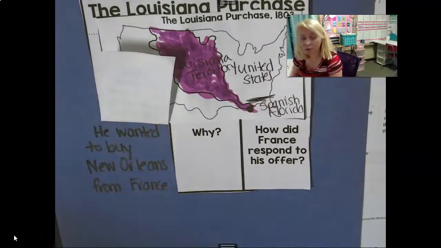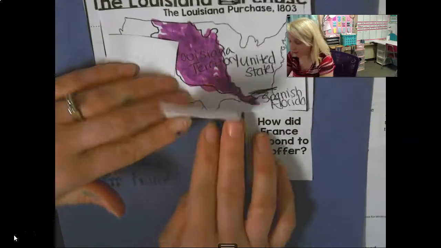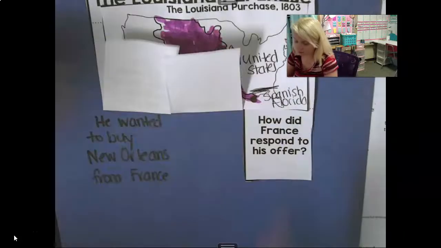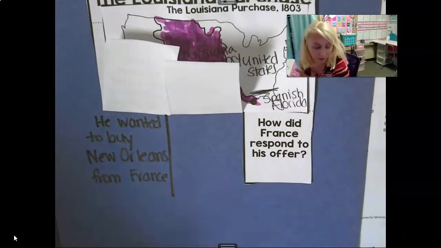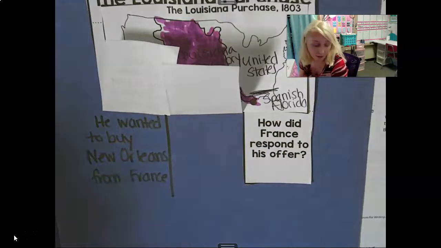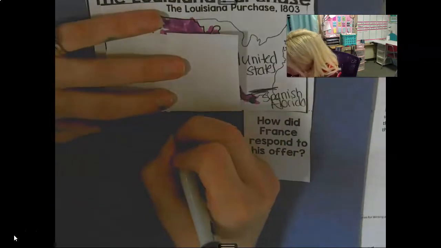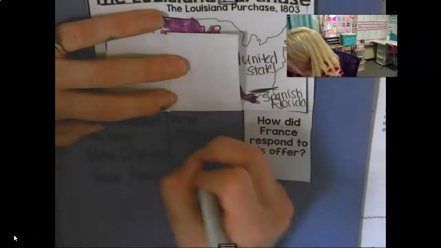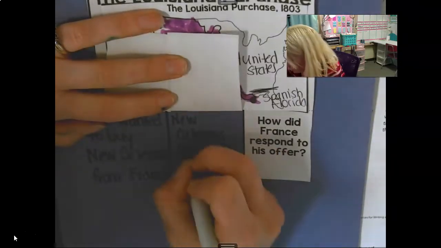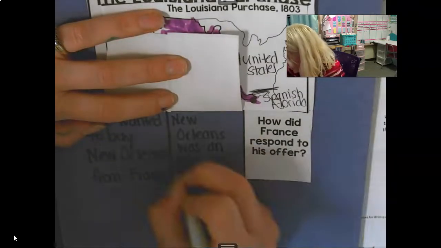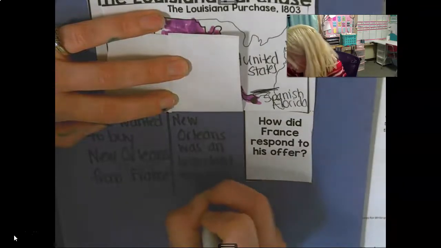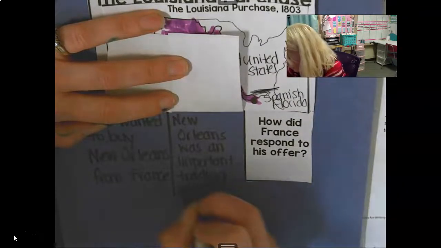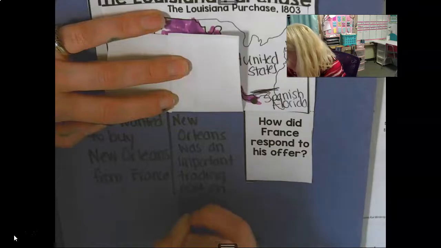Why was New Orleans something that he wanted? That's what we're going to answer next. New Orleans was an important port. It was a trading port on the Mississippi River. So New Orleans was an important trading port on the Mississippi River.